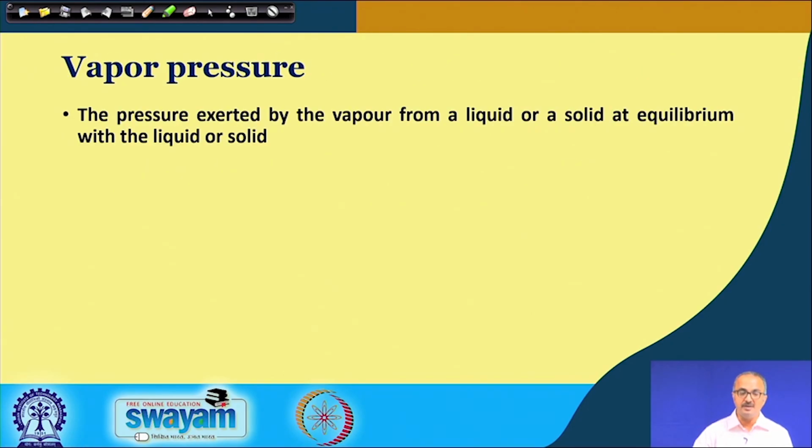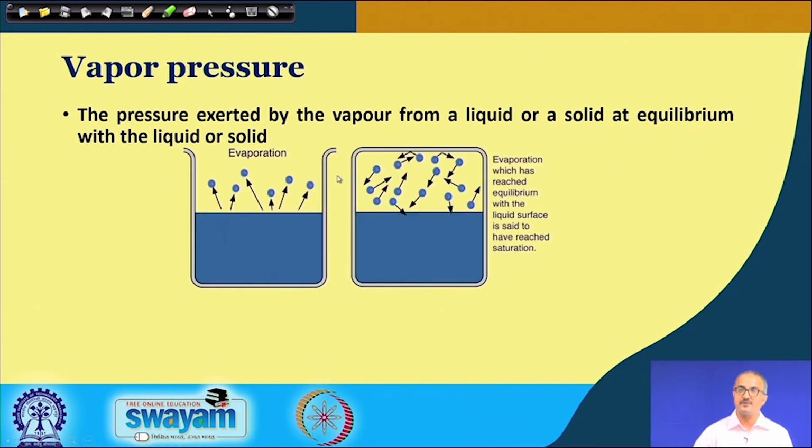Now, next is the vapor pressure. This is the pressure exerted by the vapor from a liquid or a solid at equilibrium with the solid or liquid. Here I have shown a liquid, which is vaporizing at any temperature. If you do not keep it closed, the vapors go out, so there is no pressure on the liquid. But if you keep it closed, that is, in a closed system, these vapors will not be able to go out, and slowly this vapor space will get filled up by the molecules of the liquid, and at one point of time we will find that the pressure reaches a constant value.